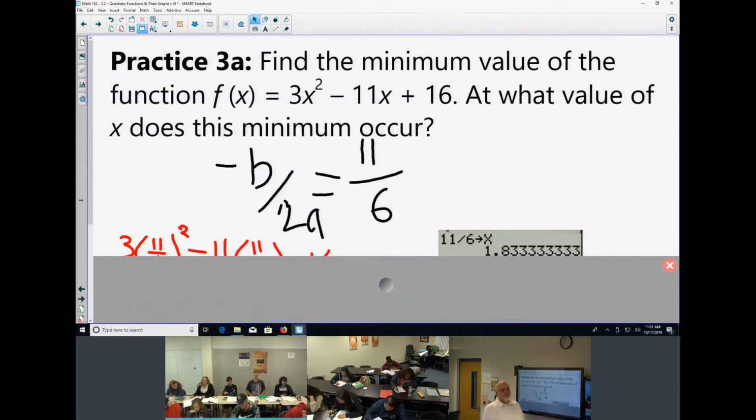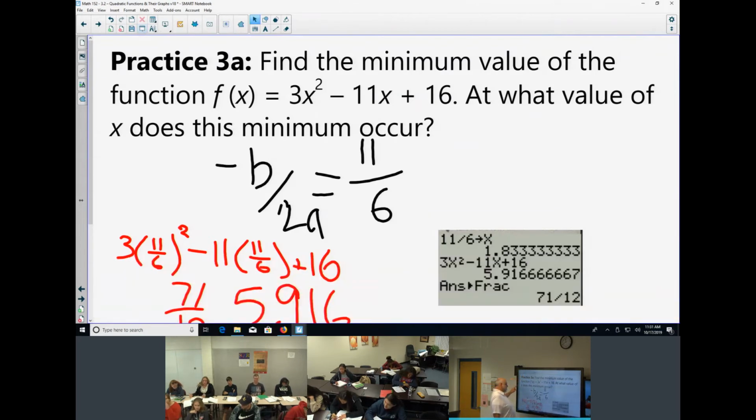I have 5.92. Okay. All right, 5. Actually, I'd like you to carry it out to 3 decimals. So 5.917 or 5.916, either way. The reason why I do that, just so you know, is that that's the standard in calculus. And I just want you to get used to it, okay?